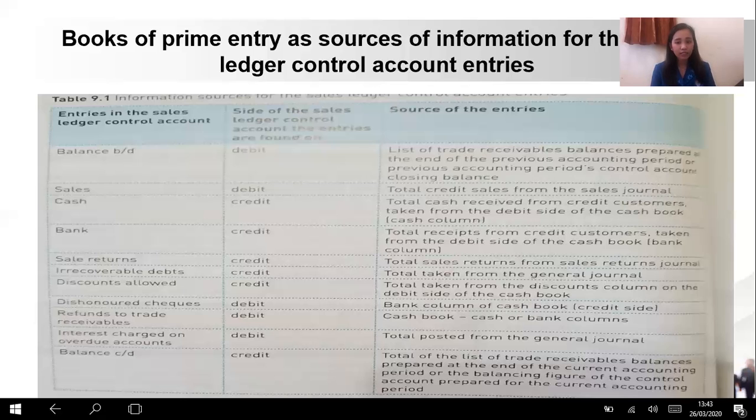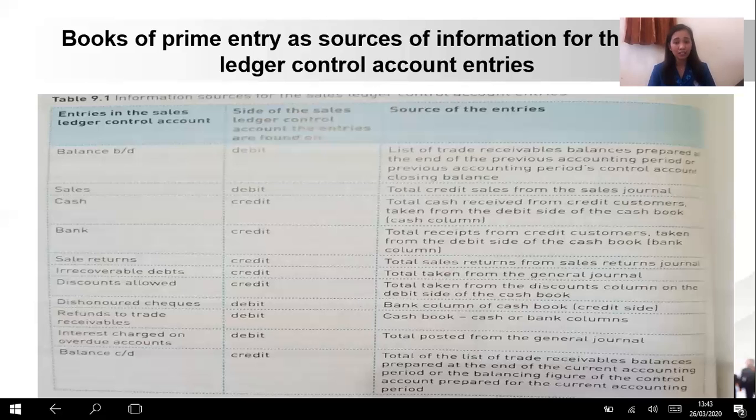And irrecoverable debt is the total taken from the general journal. This is the debt that cannot be collected, the bad debts.